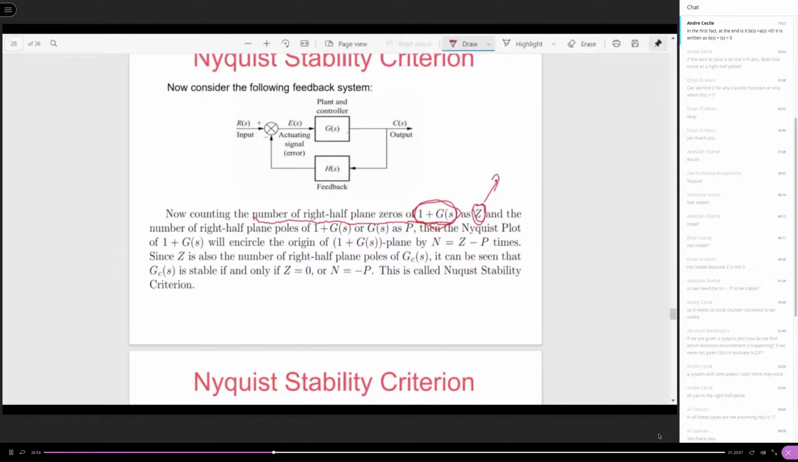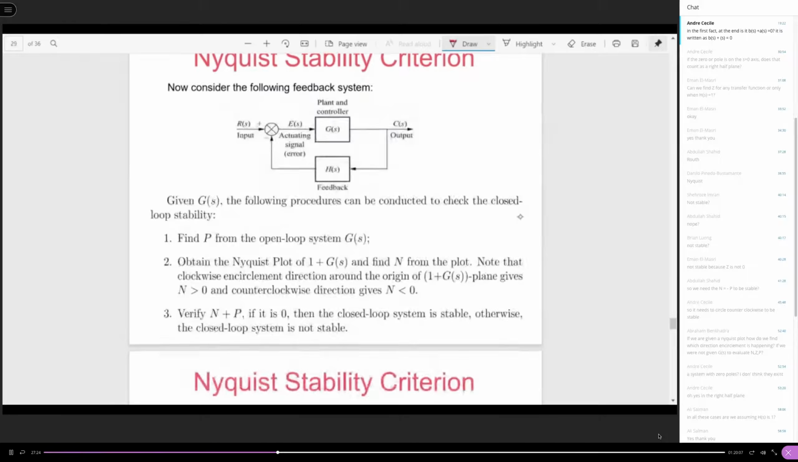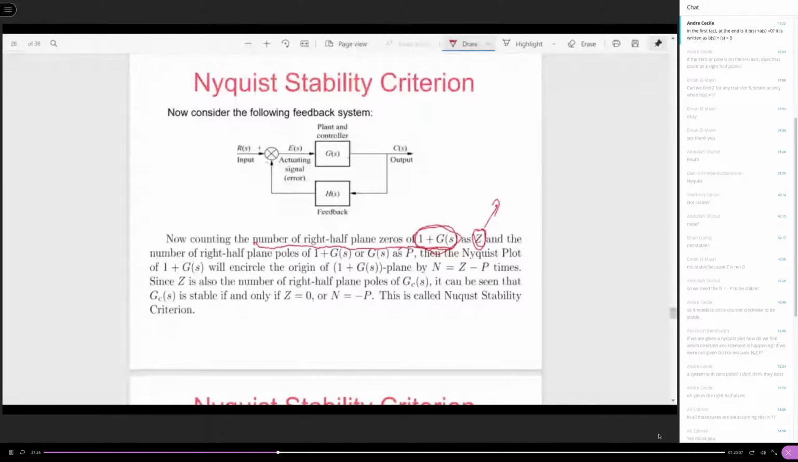You see, I'm using the factor 1 here. So exactly, this Z is the number of right half plane closed loop poles. They are equal to the number of right half plane zeros of 1 plus G(s), right? Okay, now, I need to continue.